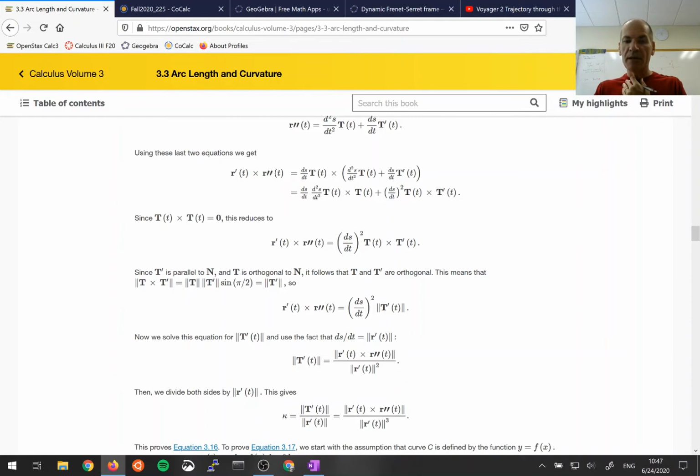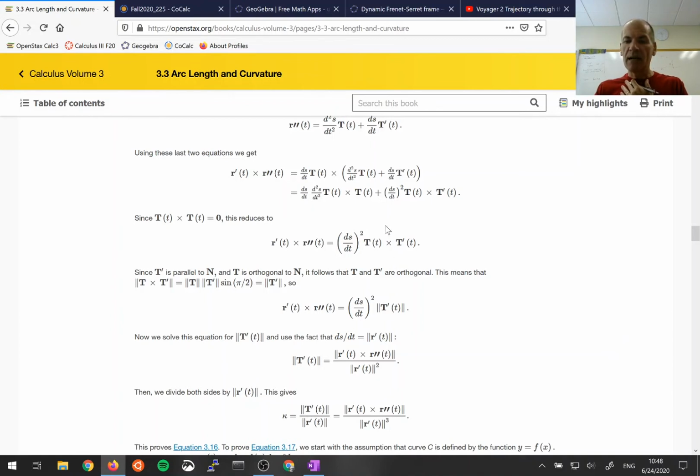And then if you take the magnitude of both sides of this identity, and note that since T prime is parallel to N, T is orthogonal to N, and it follows from the cross product identity for magnitudes that the magnitude of T cross T prime is actually just the magnitude of T prime, because T is a unit vector and the angle between them is pi over 2. So you get this really beautiful identity that the magnitude of T cross T prime is really just the magnitude of T prime.